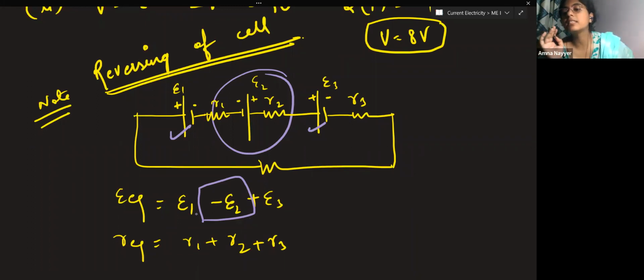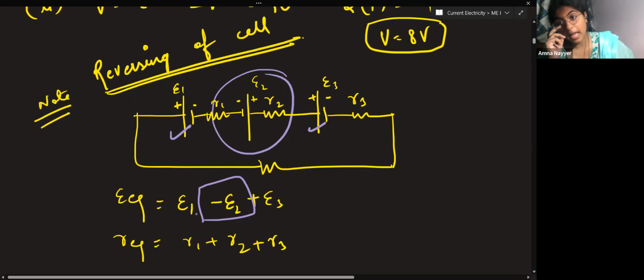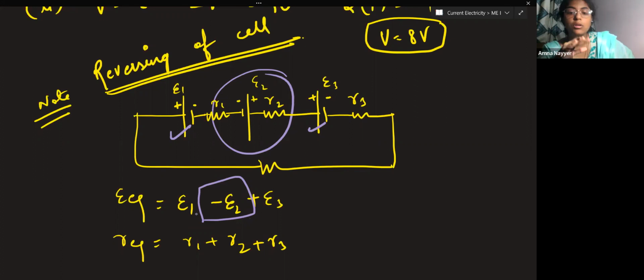Why will the internal resistance get added up? Because internal resistance can never be negative. Resistance is a scalar quantity. You do not have a direction. So if you subtract or take any sign convention, it can happen that the resistance comes out to be negative. So that's why just add all the EMFs, add all the resistance. In case of EMF, whichever cell has been reversed, just add a negative sign to it.